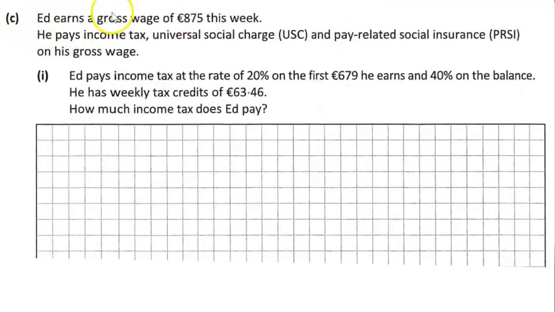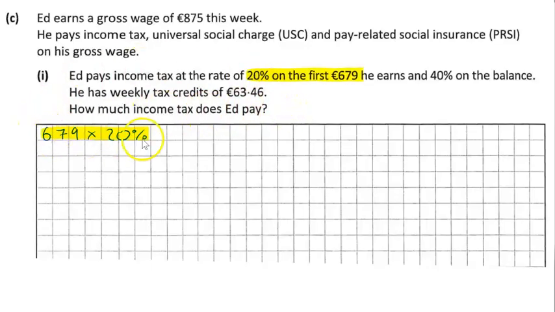Part C. Ed earns a gross wage of 875 euro this week. He pays income tax, universal social charge USC, and pay-related social insurance PRSI on his gross wage. Part 1. Ed pays income tax at the rate of 20% on the first 679 euro he earns and 40% on the balance. He has a weekly tax credit of 63.46 euro. How much income tax does Ed pay?